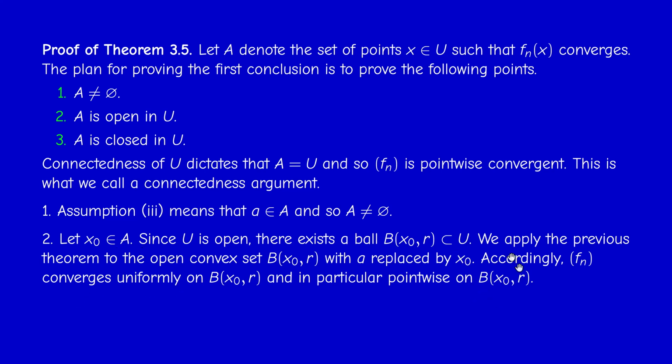So in particular, Fn converges pointwise in this ball. This means that this ball is contained in A, because if x is here, and Fn converges on this ball, then Fn of x is convergent. So x belongs to A. So we found a ball of center x0 totally contained in A, and therefore A is open.